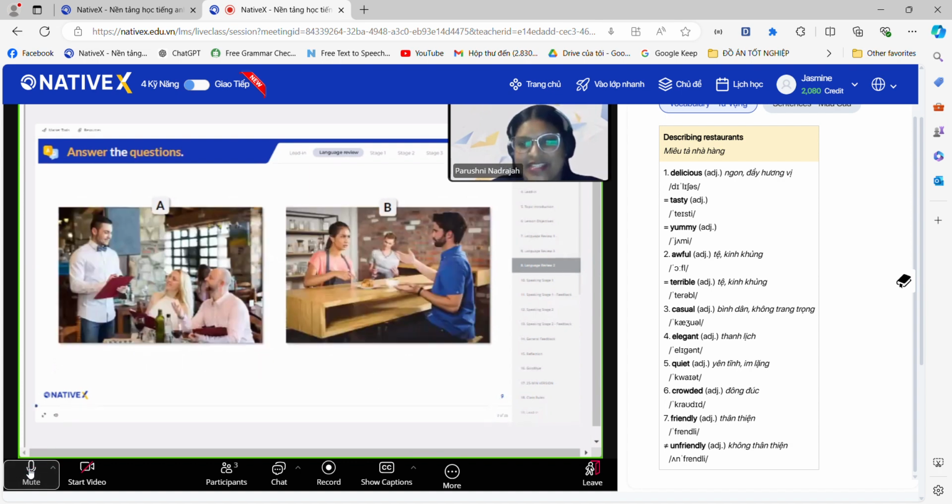Let's look at the next slide over here. Again, this says, how is the service? So can you tell me how is the service in picture A and picture B, please? Picture A, the service is friendly, and picture B, the service is unfriendly. Okay, so we see picture A is friendly, picture B is unfriendly, right? So the service in picture A is friendly and the service in picture B is unfriendly, right?